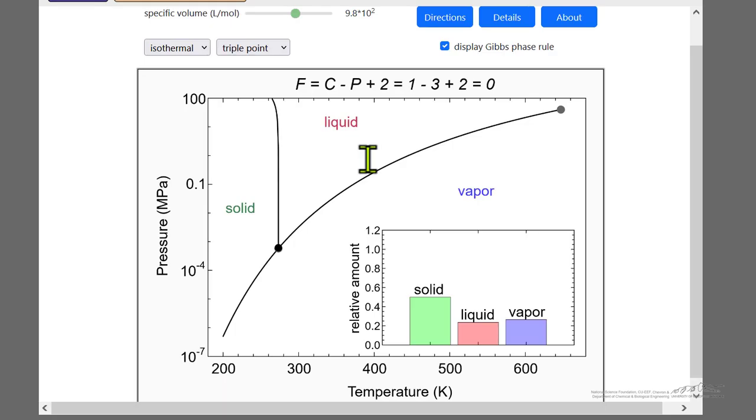The idea of this simulation is to help us understand properties of a single component, in this case water, as we vary either adding heat or changing the volume. And we go through a phase transition from liquid to vapor, or from solid to liquid, solid to vapor, sublimation. Hopefully this makes it a little easier to understand these diagrams and the processes that take place.